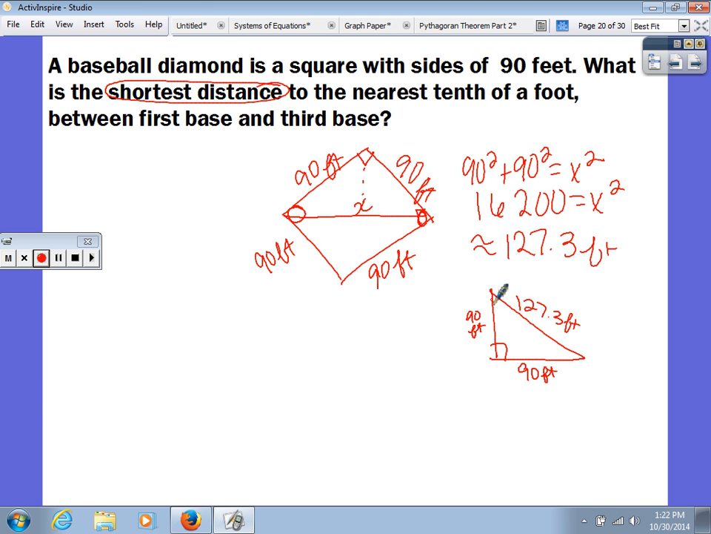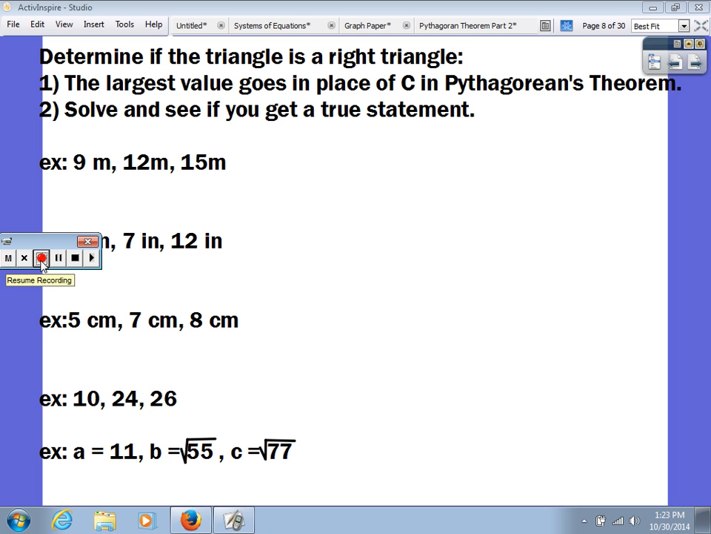Because if I were to walk from here to get from point A to point B, if I were to walk this way, I would do 180 feet. But if I'm able to cut across diagonally, I'm at 127.3 feet. So it's the shortest distance from point A to point B. However, if we're just looking at the individual triangle, the hypotenuse should always be your largest number. And that's going to bring me into reviewing with you how to determine if something is a right triangle.